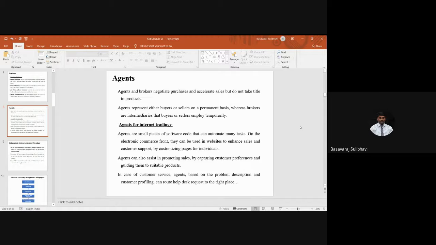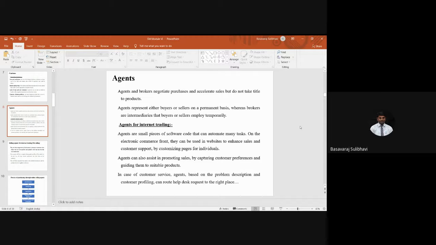Now, agents on internet trading are very small pieces of software code that can automate many tasks. You can take Amazon, Flipkart, and so on. On the electronic commerce front, they can be used in websites to enhance sales and customer support by customizing pages for individuals. On the internet these agents act like software companies, developing a platform that lets the buyer and the seller reach and access each other.